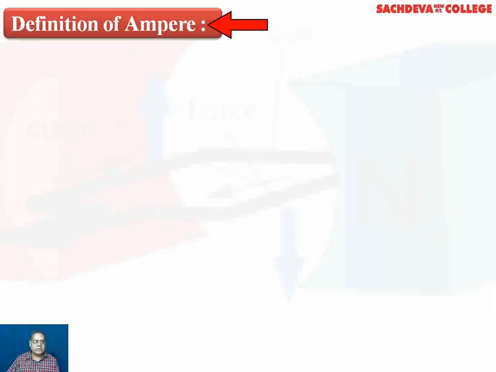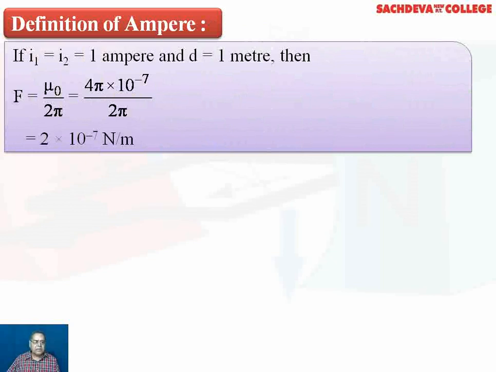Now we come towards the definition of ampere. If I1 equals I2, equal to 1 ampere, and D is equal to 1 meter, the distance between the two parallel wires, then F is mu naught over 2 pi. 4 pi into 10 to the power minus 7 is the numerical value of mu naught, and it is divided by 2 pi. The value comes to be 2 into 10 to the power minus 7 newtons per meter length. So this is basically the definition of ampere.